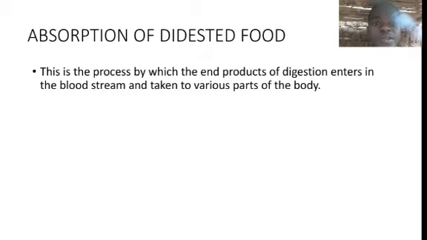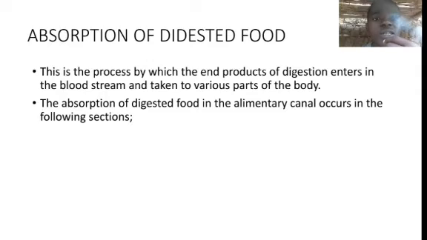So today, as I have told you, we are on absorption of digested food in the body. How is food absorbed within the body? This process of absorption is the process by which the end products of digestion enter into the bloodstream and are taken to various parts of the body. Those end products, which we looked at in our lesson 3, are digested and then enter into the bloodstream so that they can be taken to various parts of our bodies. That is what we call absorption, and that is what we are going to look at today.